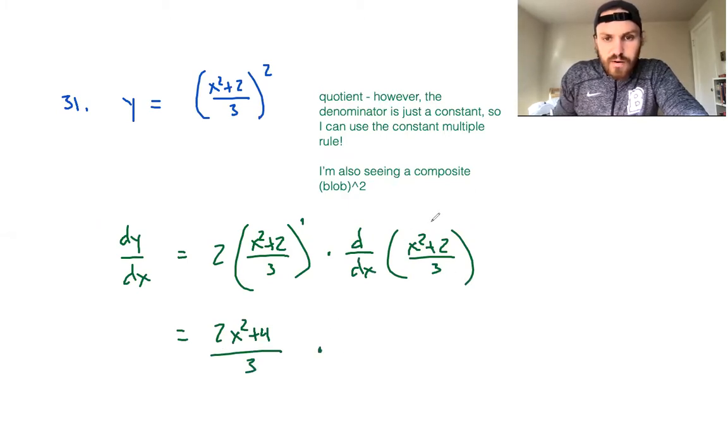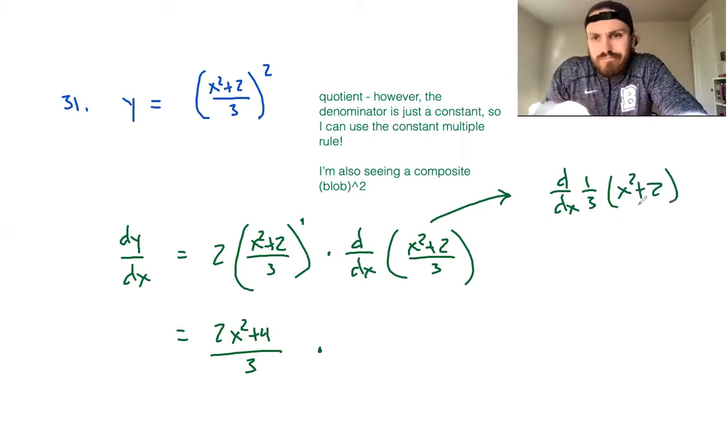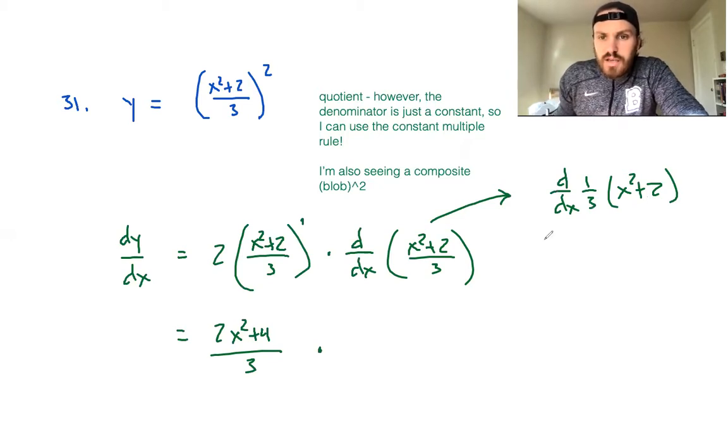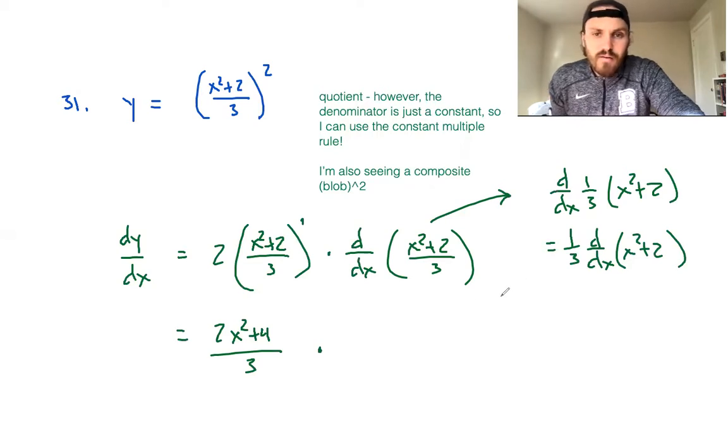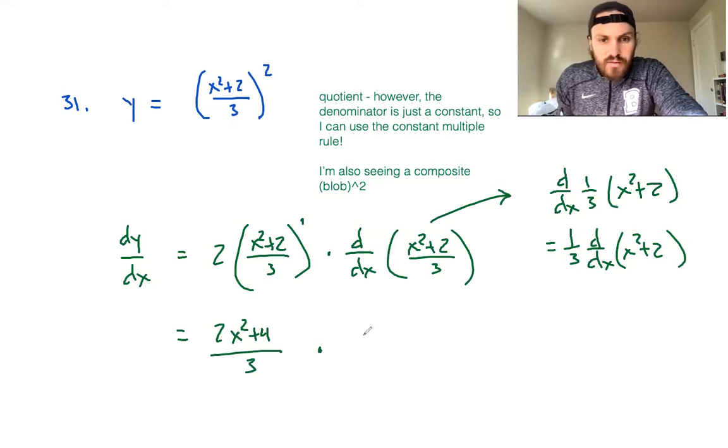Well, like I said before, this is the same as writing d dx of 1/3 times x squared plus 2, right? Because dividing by 3 is the same as multiplying by 1/3. So I can just say that this has to be equal to 1/3 times the derivative of x squared plus 2, because that's the constant multiple rule, right? If you have a constant out front, you can just pop it outside of the derivative and then multiply. So I know the derivative of x squared plus 2 is 2x. So this is going to be times 2x over 3.